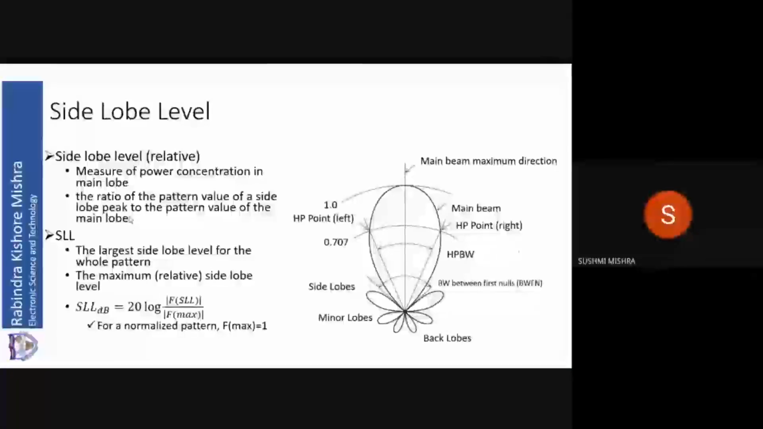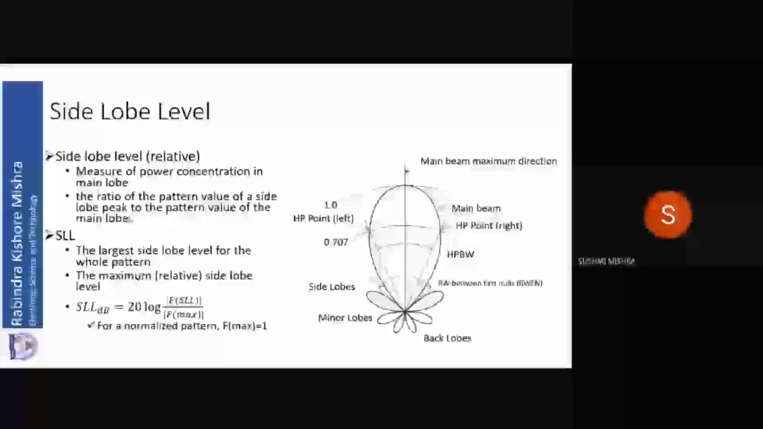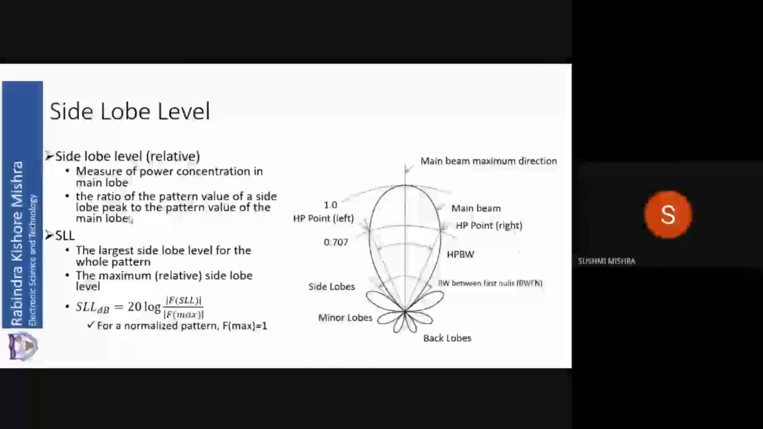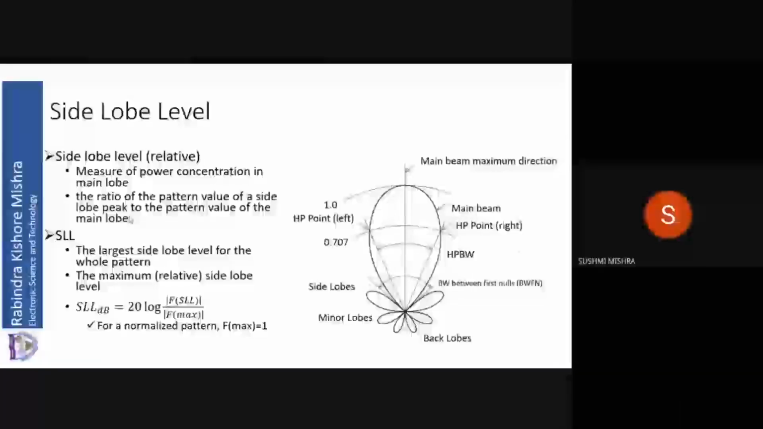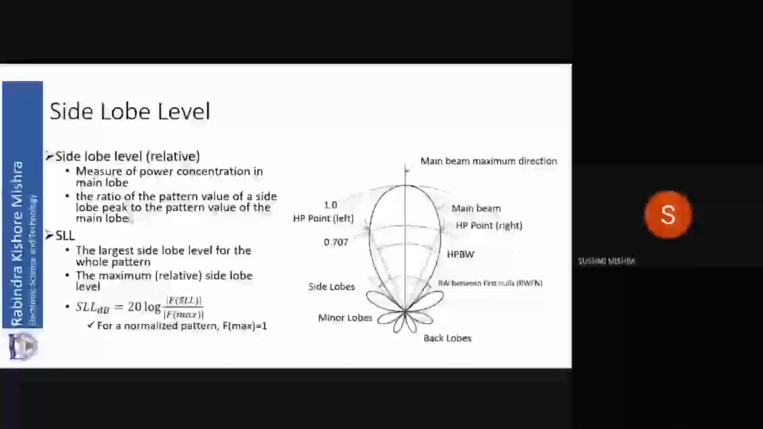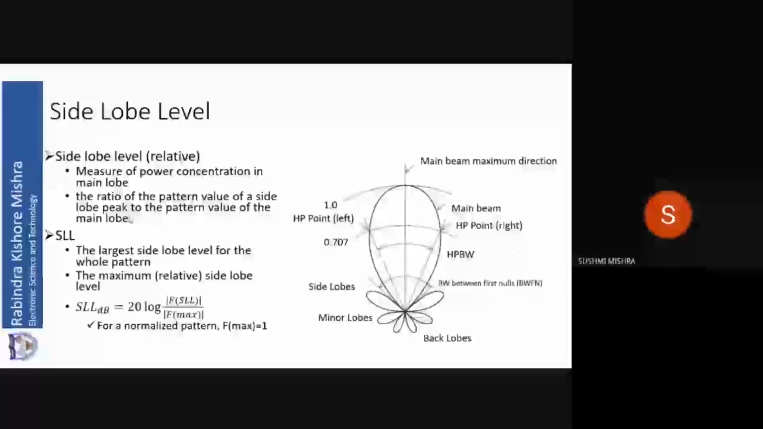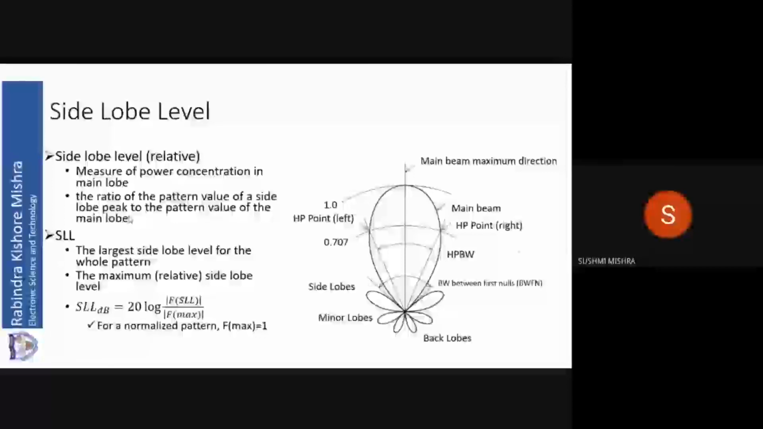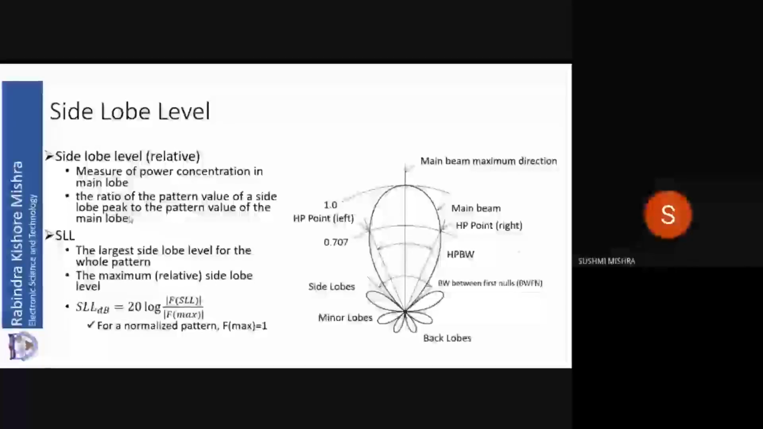This measures the power concentration in the main lobe compared to the side lobe: the ratio of the pattern value of a side lobe peak to the pattern of the main lobe peak. This is called side lobe level. The largest side lobe value, or largest side lobe level for the whole pattern, is the SLL. The maximum relative side lobe level will be SLL expressed in dB.